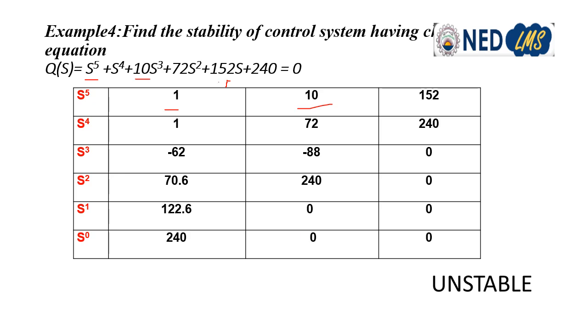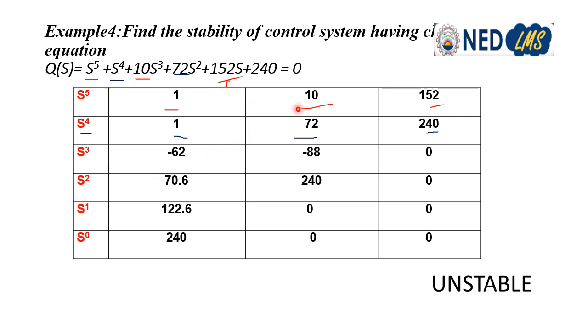So we have put three coefficients here, and then we have filled the second row of s raised to the power 4 first by using the coefficient of s raised to the power 4, that is 1. Then we have put the coefficient of s square, that is 72, and then we have put the coefficient of s raised to the power 0 or constant, that is 240, and then we'll fill this table in the usual manner we have discussed previously.